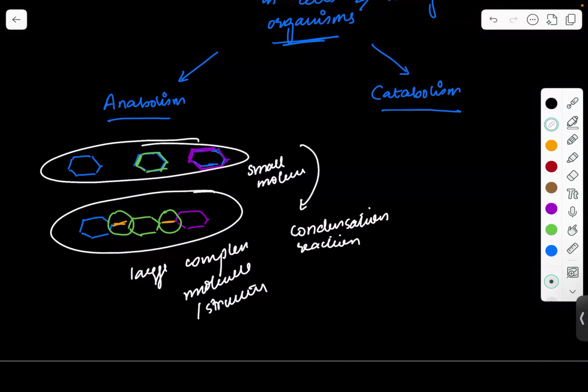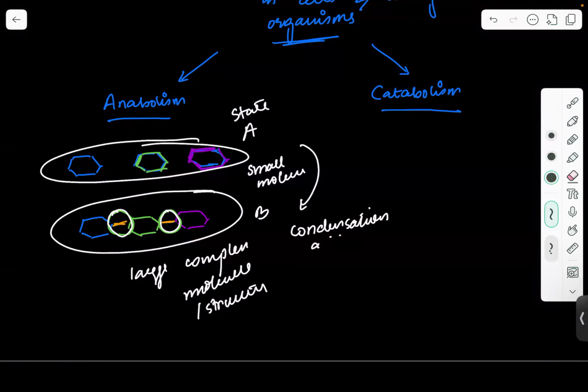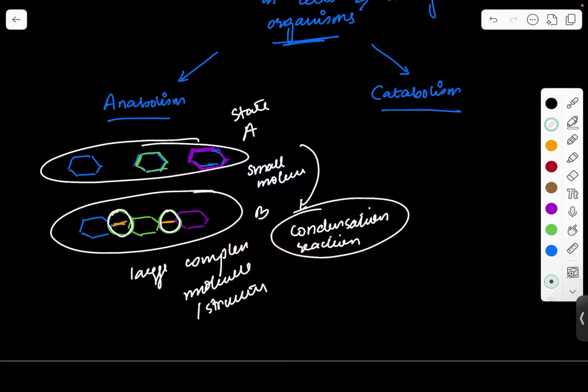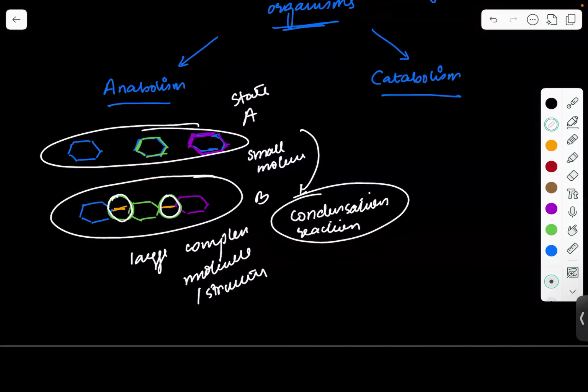Okay. So you understand that, right? For condensation, what I'm saying is when you create these chemical bonds, there's a name for this reaction. Going from state A to state B. Anabolism is the whole overarching thing, but the chemical reaction that leads to this is called a condensation reaction, right? And I'll explain why it's condensation slightly down below.